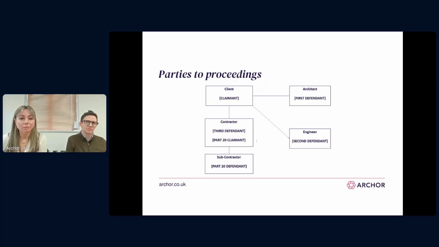So let's say, for example, you've got a situation where the claimant is the employer and the defendant is the main contractor. If we're talking about a cladding claim and there's a cladding subbie and an architect who's designed the cladding, the main contractor might want to bring those two parties in as Part 20 defendants if they've contributed to the loss.